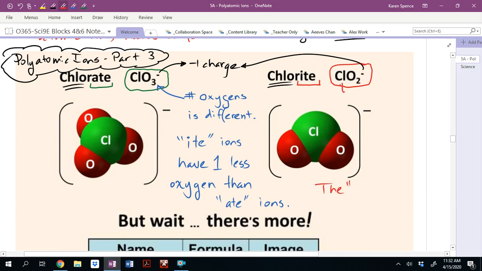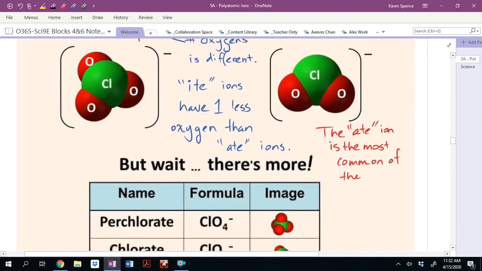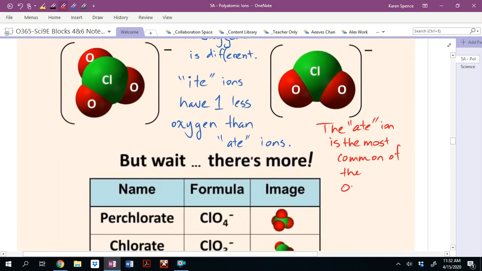that belongs to a particular element. In this case, it's chlorine. The most common of the chlorine oxy ions, those that contain oxygen, the most common one is chlorate. Okay, the ate ion is the most common of the oxy ions. Oxy anions, actually.